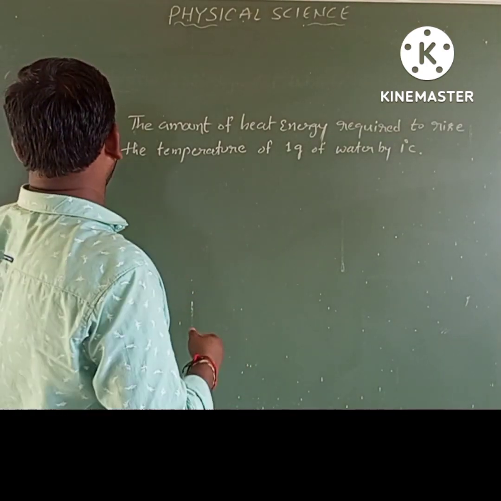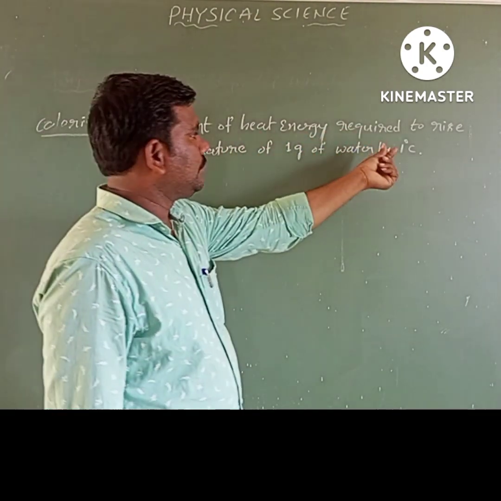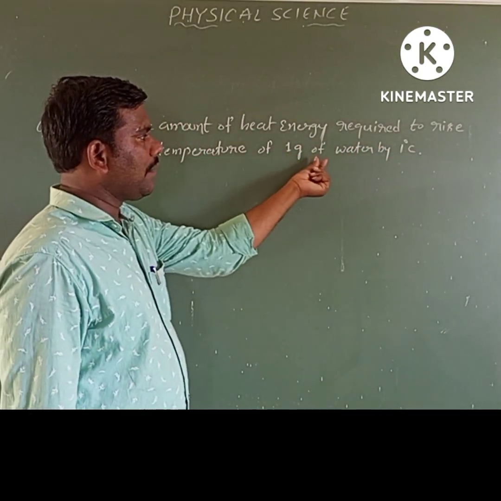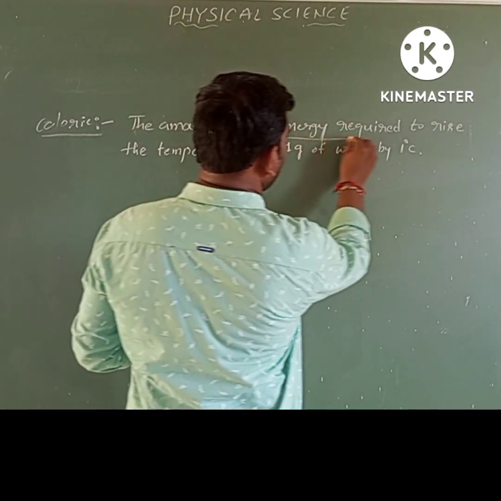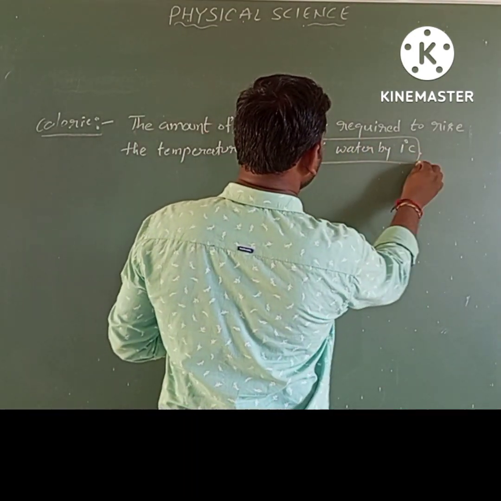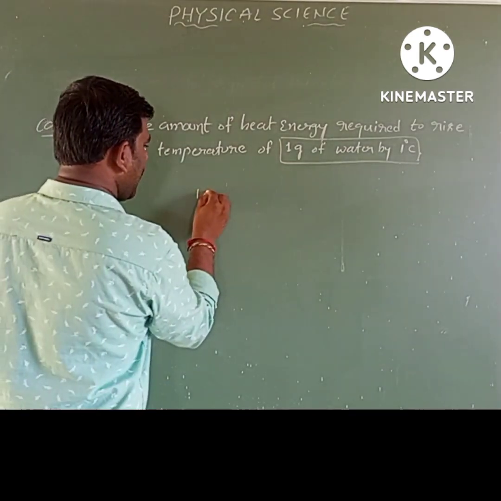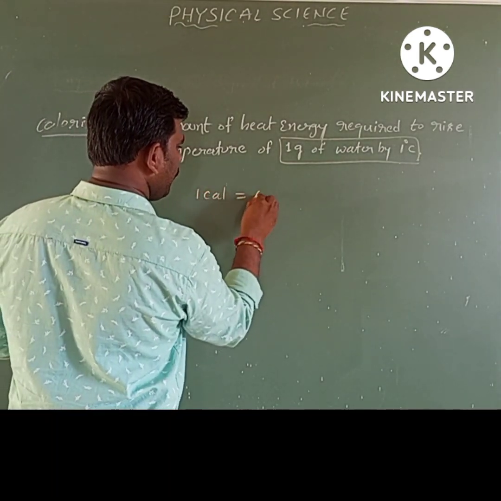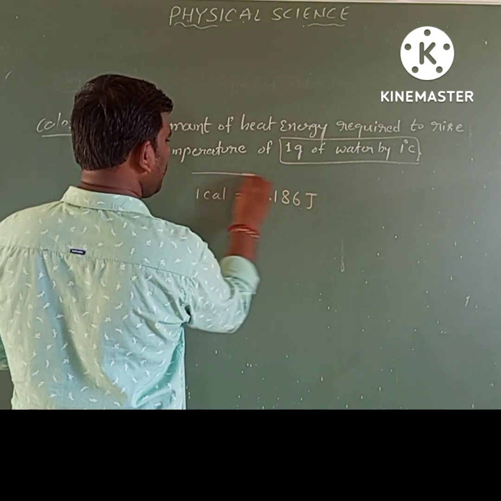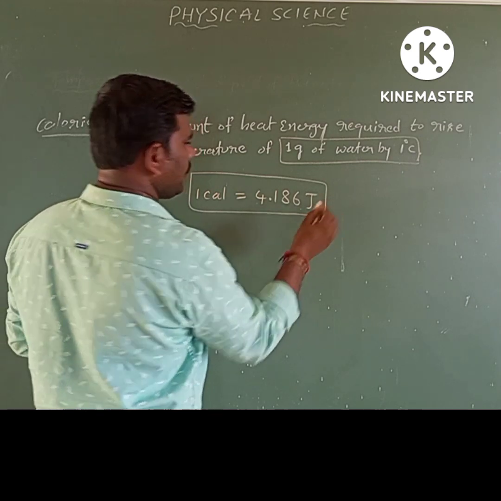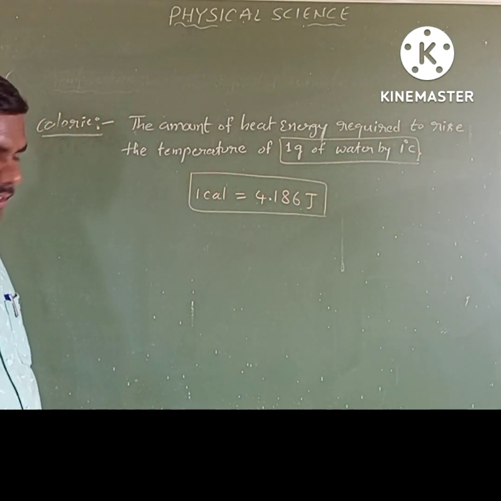Okay friends, calorie means the amount of heat energy required to raise the temperature of 1 gram of water by 1 degree centigrade. So 1 gram of water by 1 degree centigrade is called calorie. So here 1 calorie is equal to 4.186 joules.